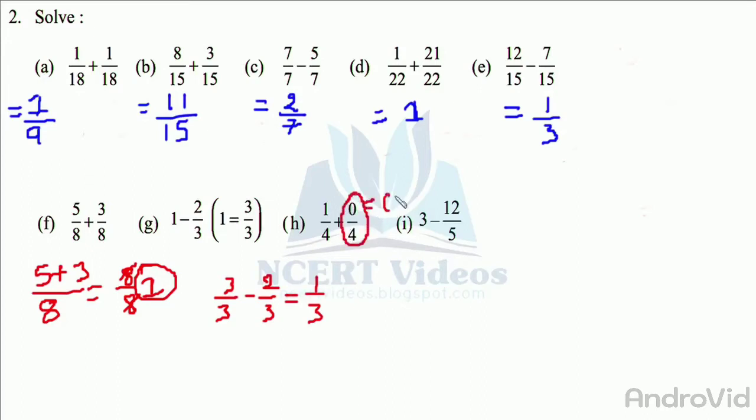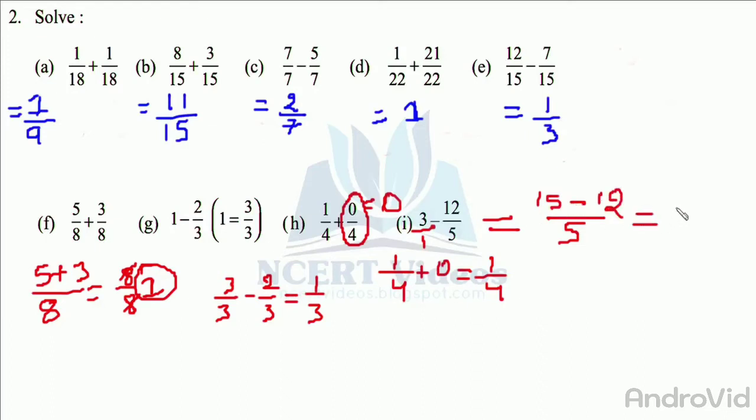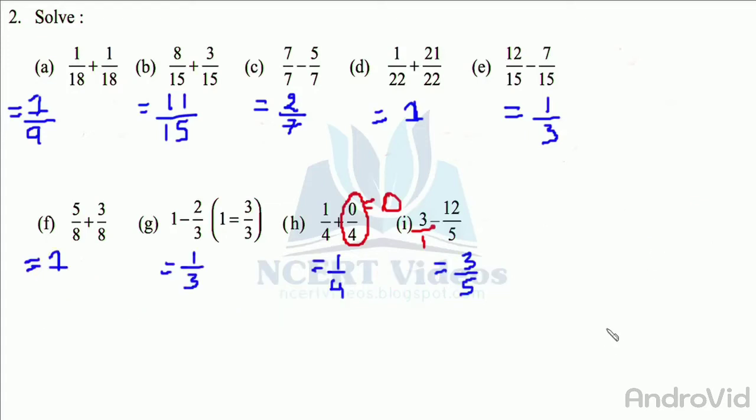Now again 0 over 4. One thing to be noted here: whenever any number is divided by 0, it goes to infinity, but in this case 1 over 4 plus 0 gives you 1 over 4. Again here 5 would be the LCM. 1 fives are 5, 5 threes are 15, minus 5 ones are 5, 2, gives 3 over 5. This is your answer.